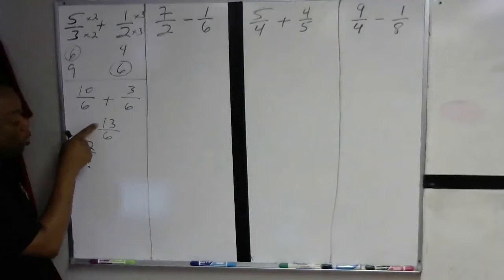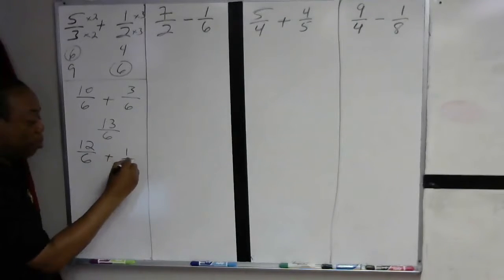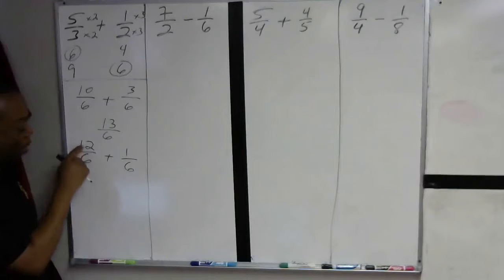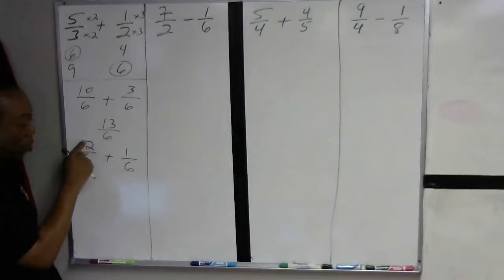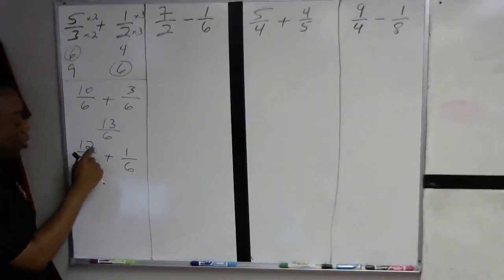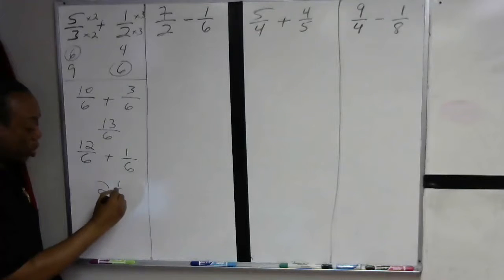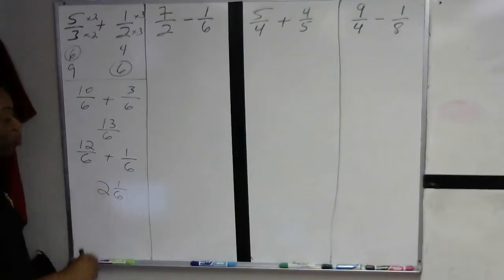Now, what's the difference between 13 and 12? It's 1. Okay. So now we have 6 times table over here, and the difference of 1, because 13 take away 12 does equal 1. 12 divided by 6 gives us 2. And we bring down the 1/6. We finish. We have a mixed number.